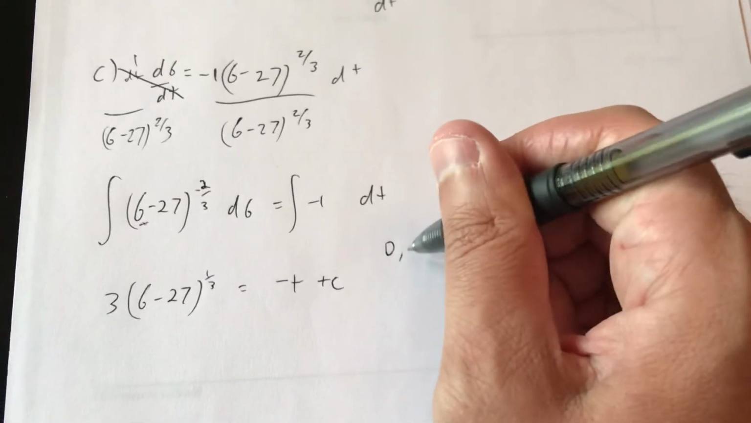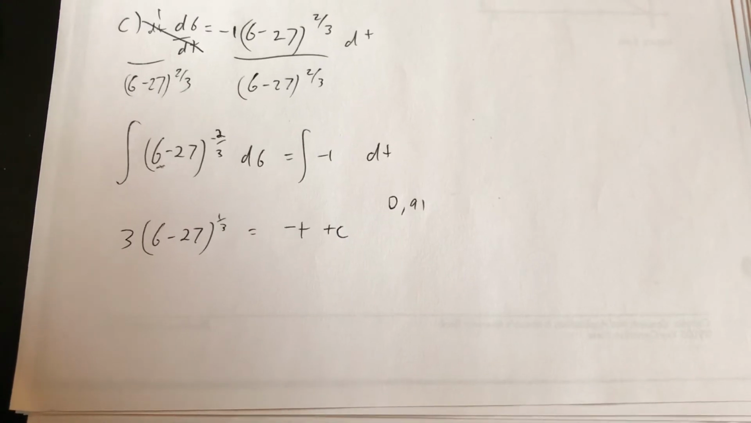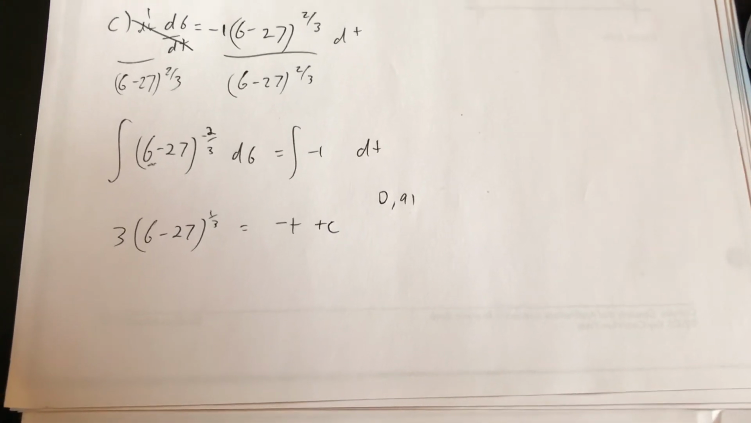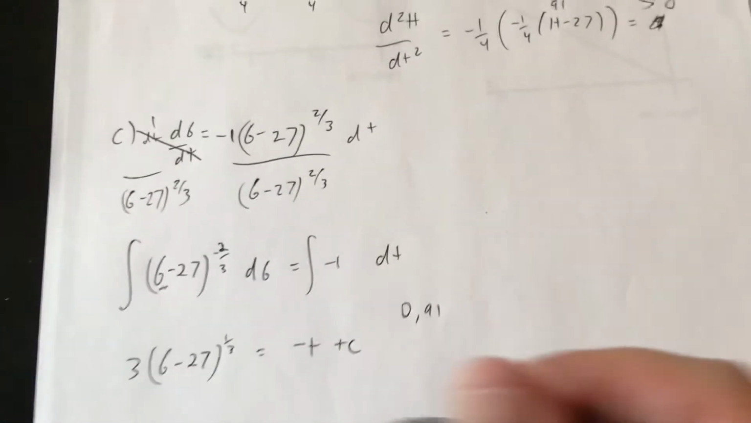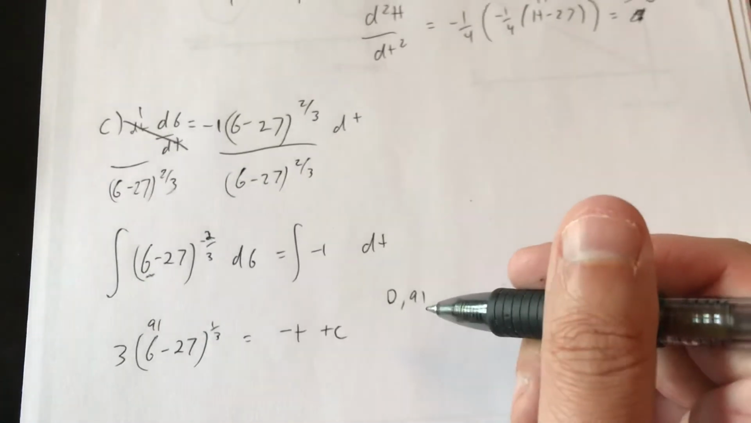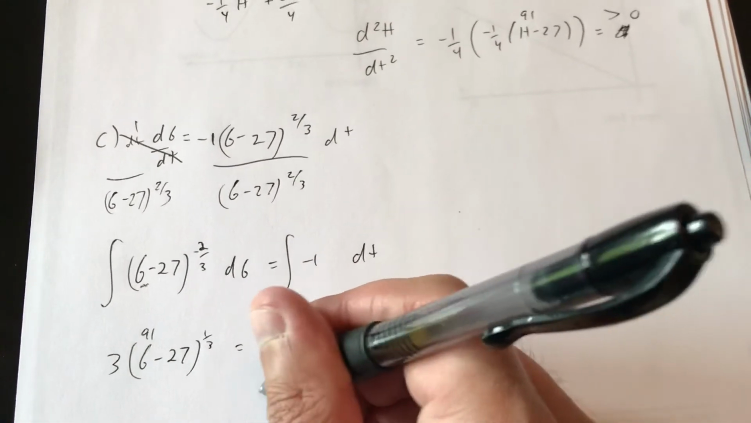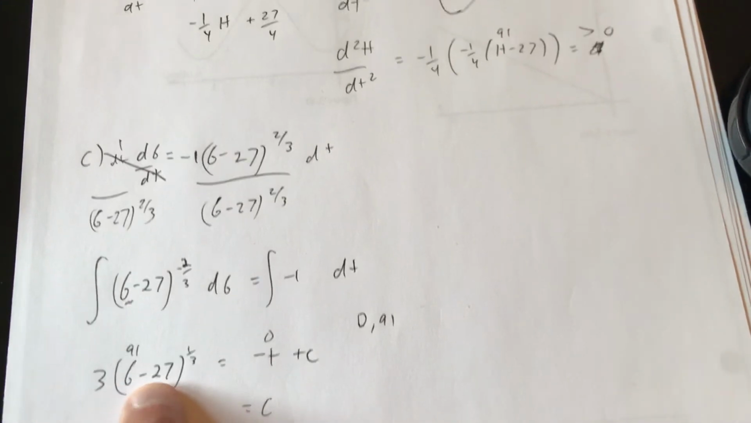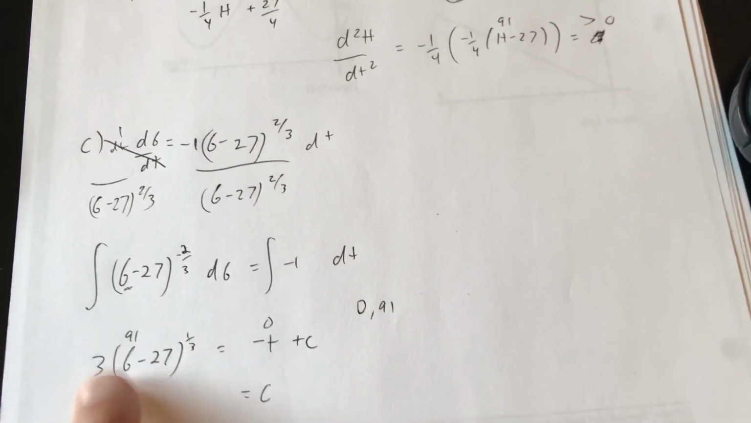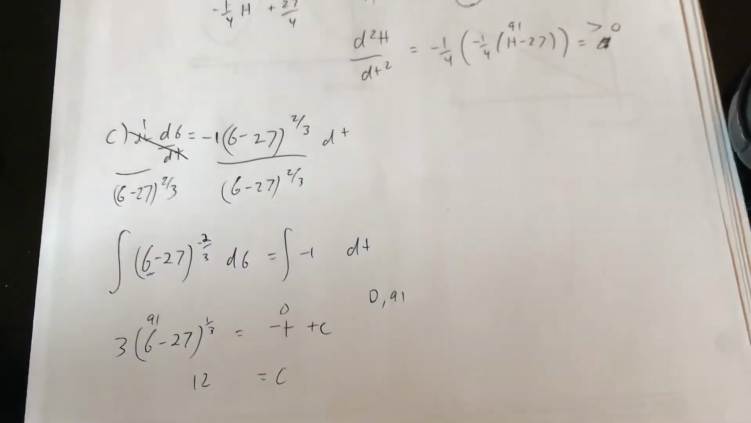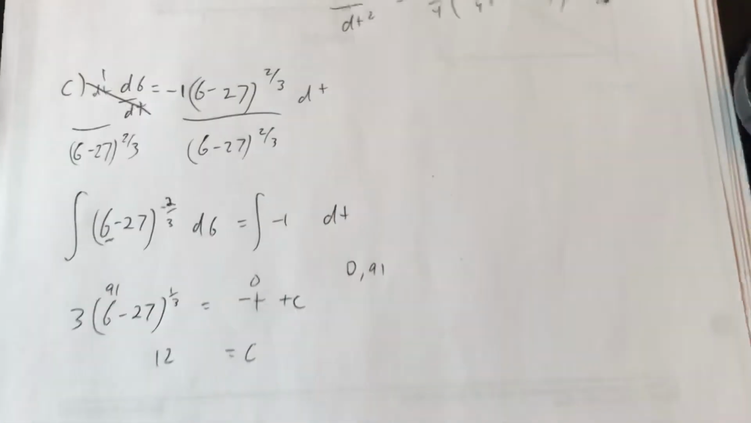Remember, this function passes through the point 0, 91. I think we still have that information from earlier. Let me go back and check. Yeah. So we should be able to substitute those values in now. So when this is 91, t is going to be 0. Oh, that's nice. t is going to cancel. We're just going to have c over here. So 91 minus 27 is 64. The cube root of 64, the 1/3 power, is 4. 3 times 4 is 12. And it looks like our c value is 12. That is really convenient.